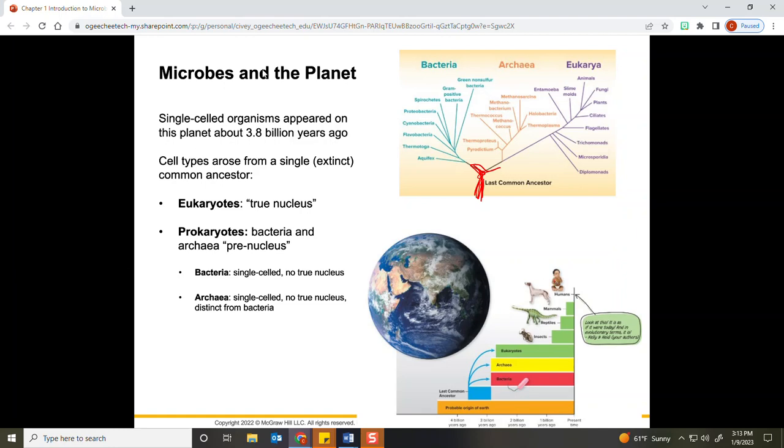So now we have three categories. We call these domains of life. That includes bacteria, archaea, and eukarya.